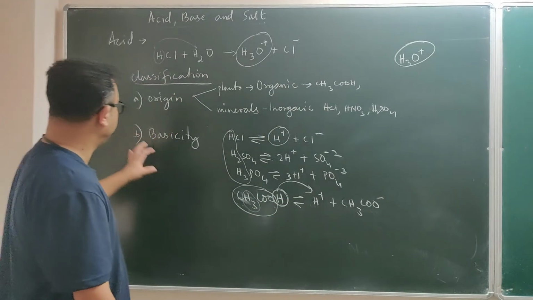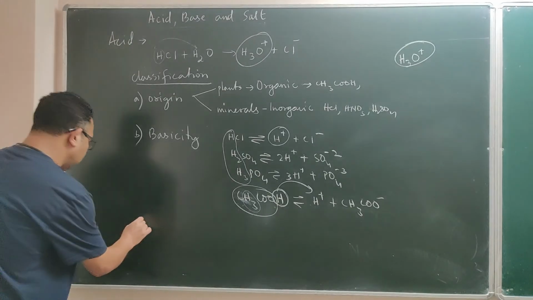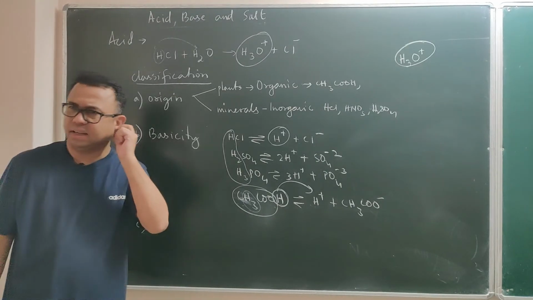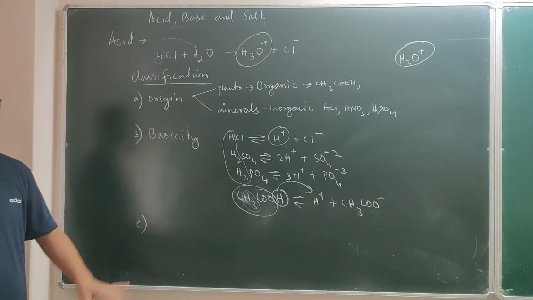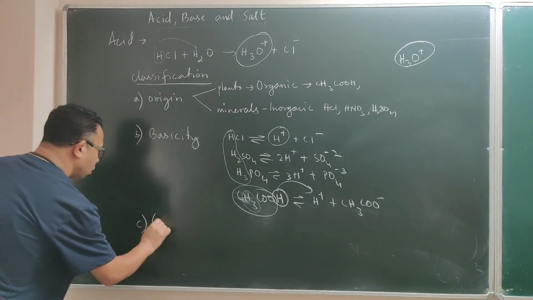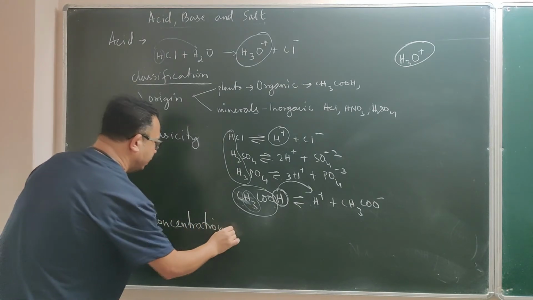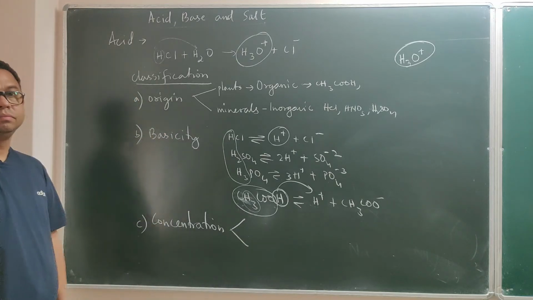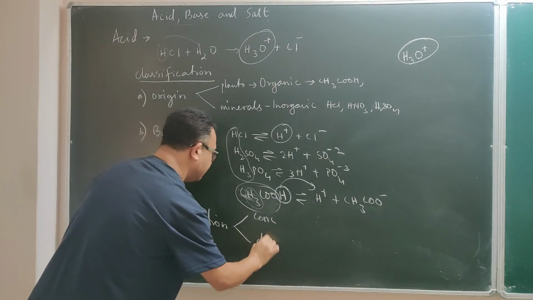So this is your second classification of acid. Now the third one, you can consider it a classification, and at the same time also a very important thing, especially the third one and the fourth one, which I am going to discuss. These are concentration. Now acid may be described as concentrated acid, and the other one is dilute acid.